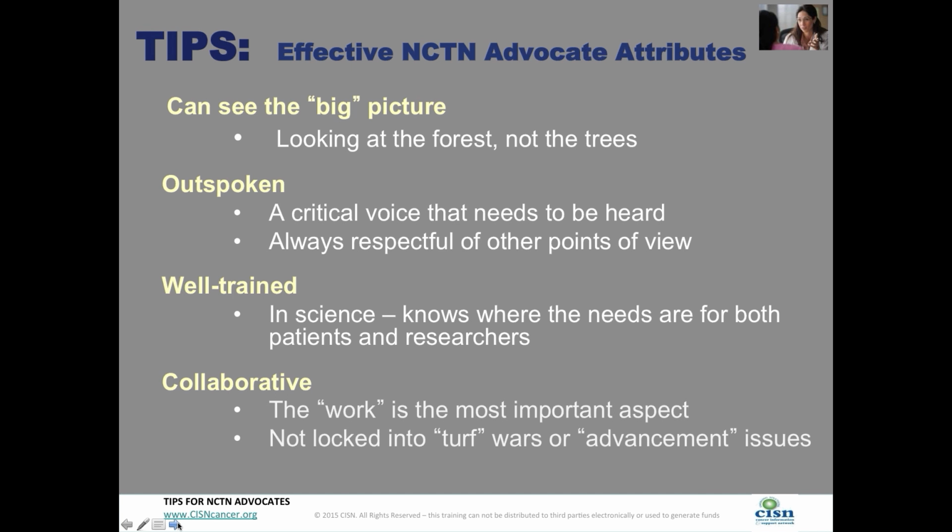I think one of our strongest attributes is being outspoken, a critical voice that needs to be heard. We have to be respectful of other people's points of view, but one of the things that I always remember is a chair in a group that I was in one time said to me when I came in for the first time, he said, tell me what I need to know, not what I want to know. And there are some people who want that from you. Unfortunately, there's a few people who aren't as excited about that. But I think that's why we are there. We're there to let them know what they need to know, in a respectful way so that egos aren't bruised.